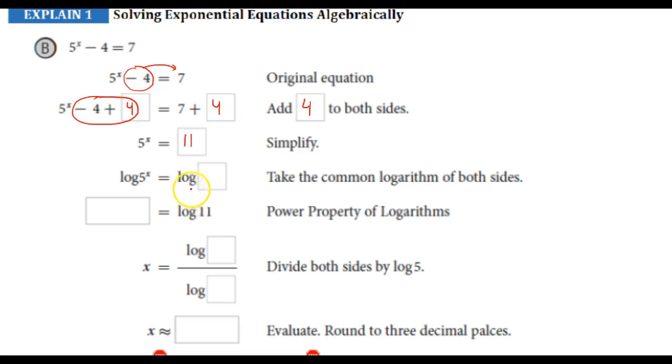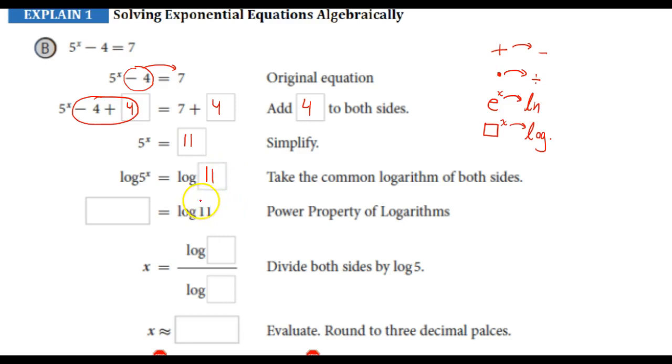All right. Next thing we're going to do is take the log of this. So just like we learned, opposite of adding is subtracting. Opposite of multiplying is dividing. Opposite of raising something to the e power is our ln. And opposite of a number raised to a power is going to be log. Okay, so we're going to log both sides. So log of 5 to the x power equals log of 11.